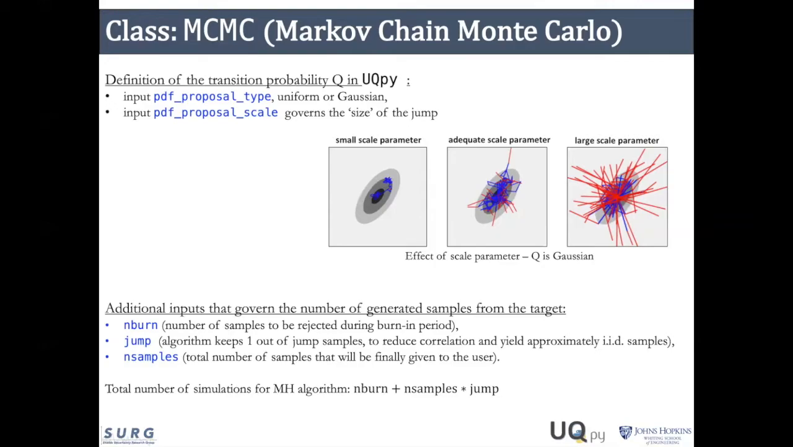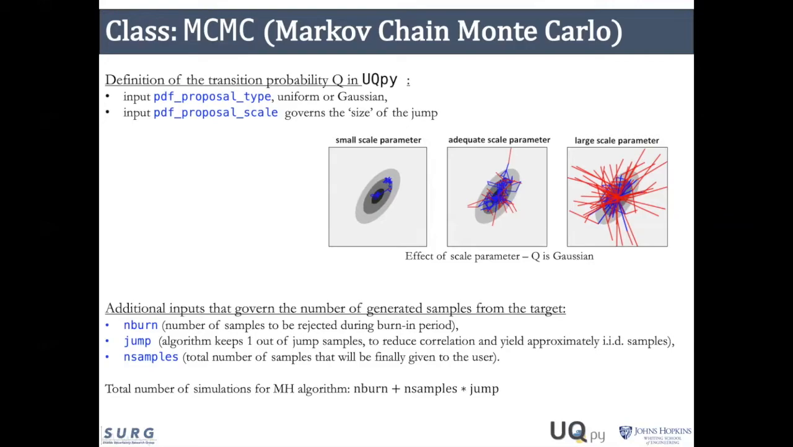And you can see that if you have a very small scale parameter, you walk your chain very slowly, and so you do not explore the space enough. But then on the very right, in the third plot, if you have a scale parameter that is too large, you're going to sample too far away from your distribution. And so you're going to reject a lot of samples, and that's going to be extremely inefficient. So this scale parameter is extremely important in how MCMC is going to work out.